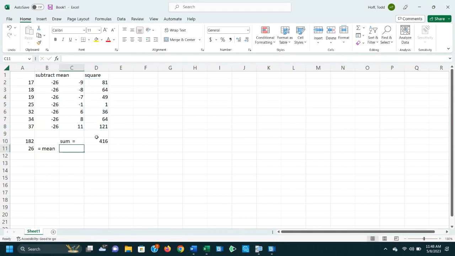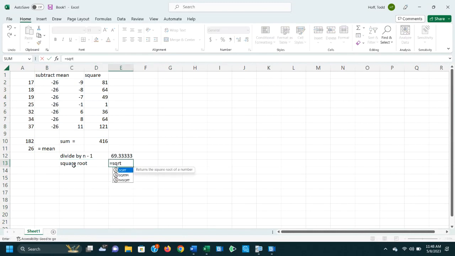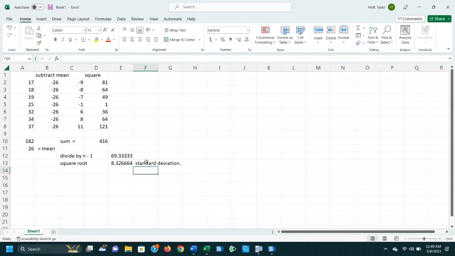416. Now this is considerably larger than what we had last time. So divide by n minus 1. So that's going to equal the 416 divided by 6. Give us 69.33. So the square root is going to be 8.32. So that is our standard deviation here. So 8.33 actually is what that would round to 2 decimal places.